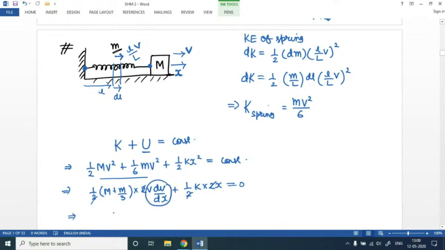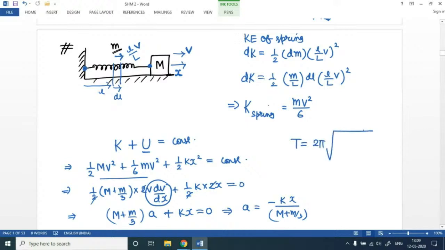What we will be getting, you should realize, is nothing but acceleration. So (M plus m by 3) into acceleration plus kx is equal to 0. So acceleration is nothing but minus k upon (M plus m by 3) into x. That simply gives us T is equal to 2 pi root under, in place of m, the effective mass, you have to write (M plus m by 3) upon k. So this would be the time period of it.